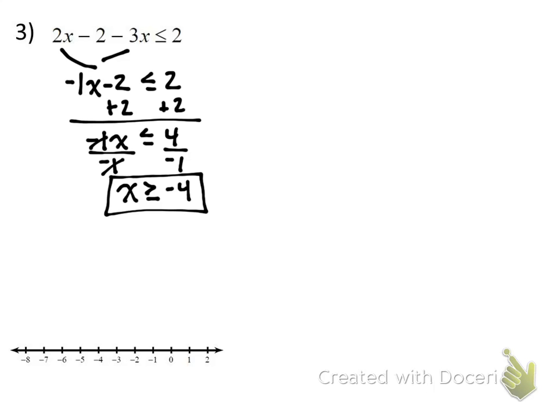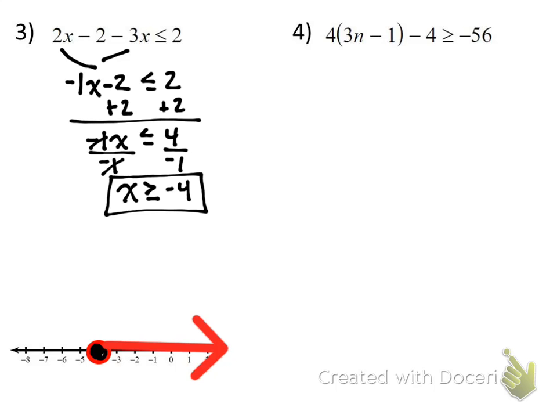If you look at the number line the way it's written, you notice that negative 4 is on the left. And we need to fill it because it's equal to negative 4 also. Then we draw an arrow pointing toward the right because it's greater than or equal to that. Okay, that's number 3. Here we go, number 4. By yourselves, ready, set, go.